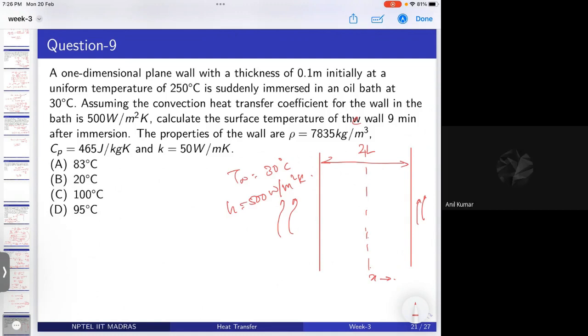What will be the critical length here? Because it is, I think, a semi-infinite case. Almost. Critical length. Just 1 minute.